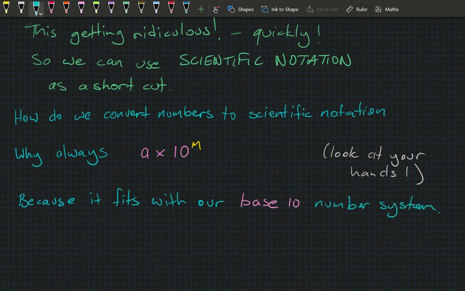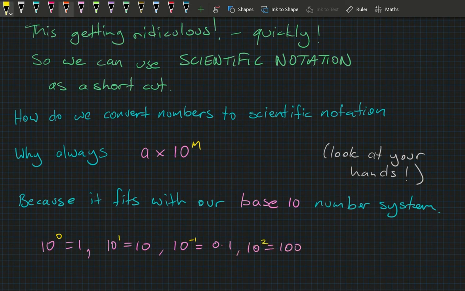So the key to our base 10 system is 10 to the 0 equals 1, 10 to the 1 equals 10, 10 to the minus 1 equals 1/10 or 0.1, 10 to the 2 or 10 squared equals 100, and 10 to the minus 2 equals 100th or 0.01.